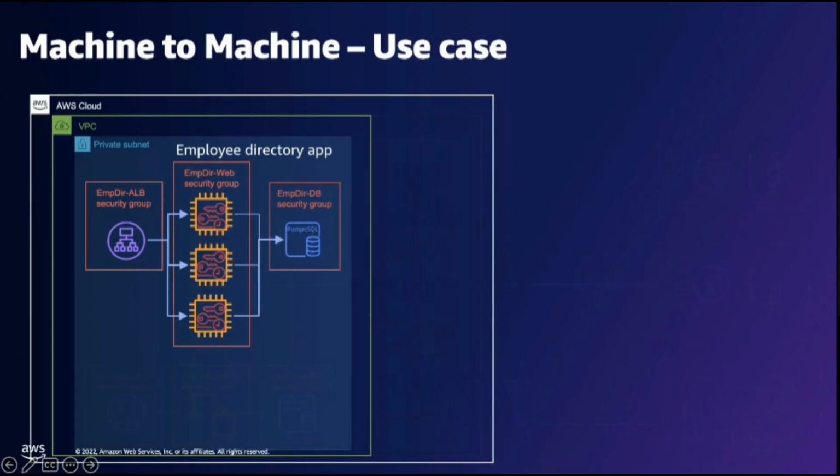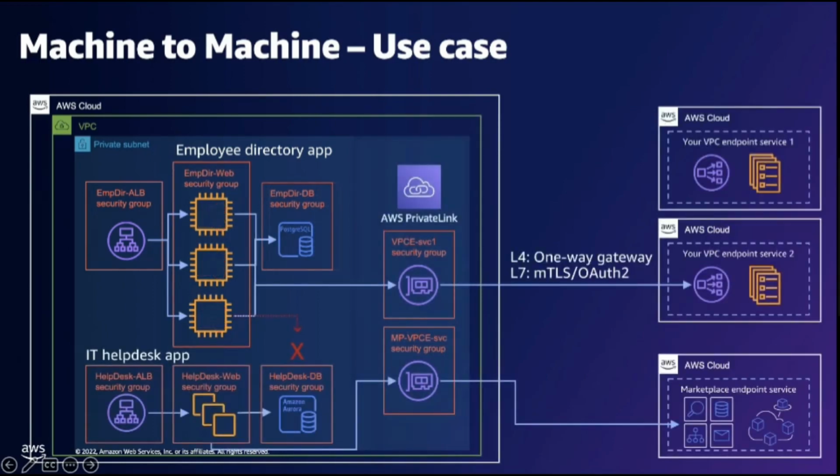Sorry, I have a question. On the previous slide, please. You said that AWS PrivateLink can connect VPCs. Can it connect VPCs across accounts?